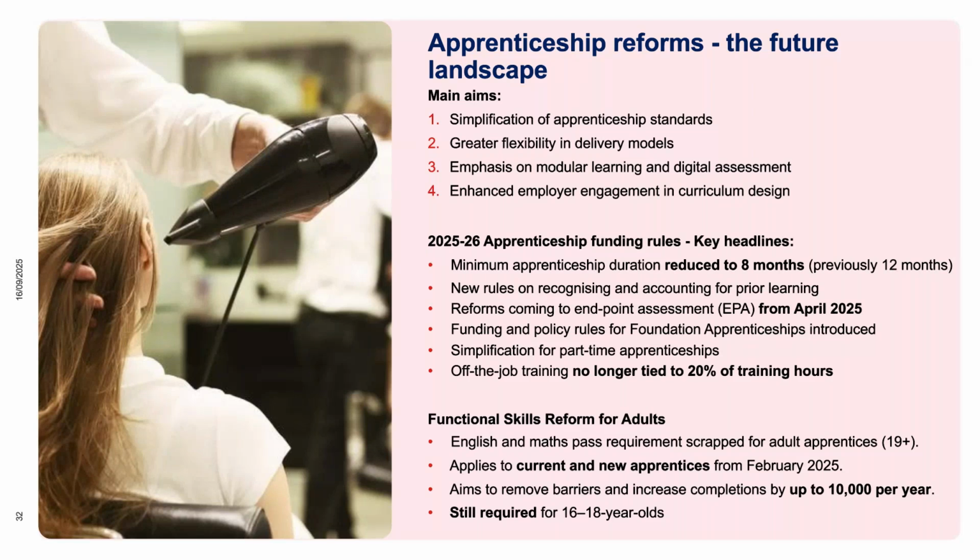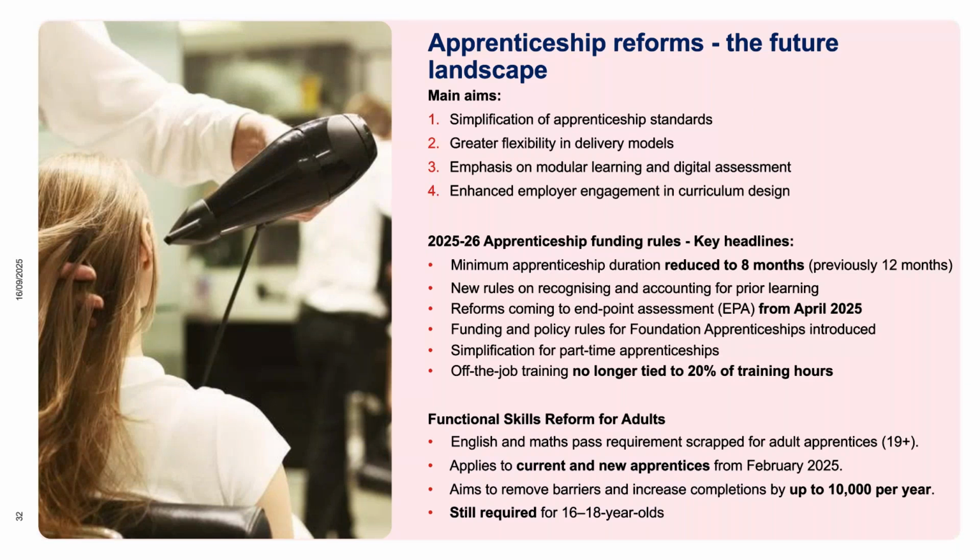2025-26 apprenticeship funding rules, so key headlines. Minimum apprenticeship duration has now been reduced to 8 months, which was previously 12 months. New rules on recognising and accounting for prior learning. Reforms coming to endpoint assessment from April 2025. Funding and policy rules for foundation apprenticeships introduced. Simplification for part-time apprenticeships, and the off-the-job training is no longer tied to 20% of the training hours.